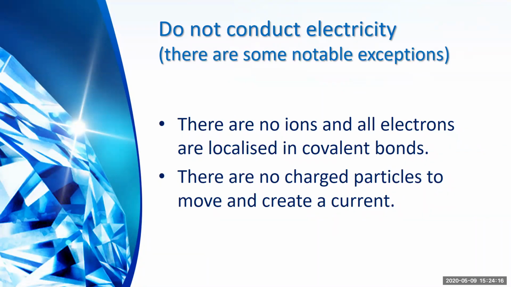Covalent network substances don't conduct electricity. We will look at some notable exceptions later in this presentation, but generally they don't conduct electricity because, of course, to conduct electricity you need mobile charged particles. Covalent network substances have no ions, and all the electrons are localized in their covalent bonds, so they can't move around. And that means there are no charged particles able to move and create current.